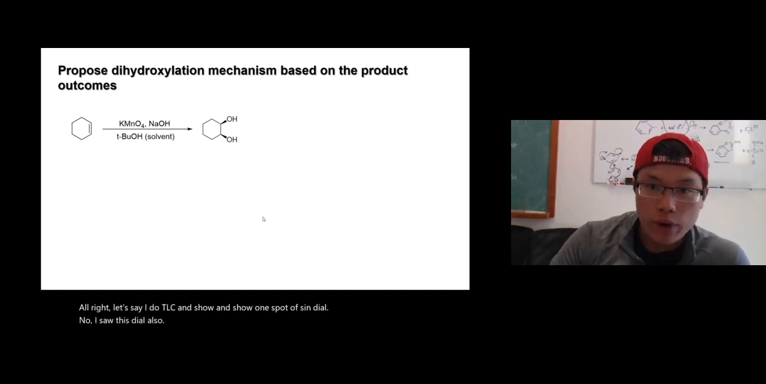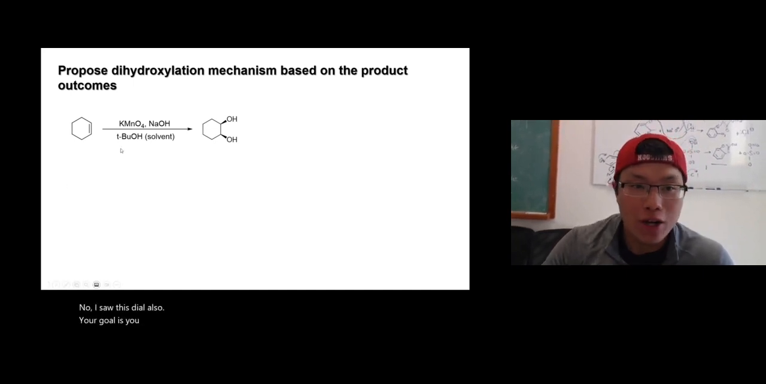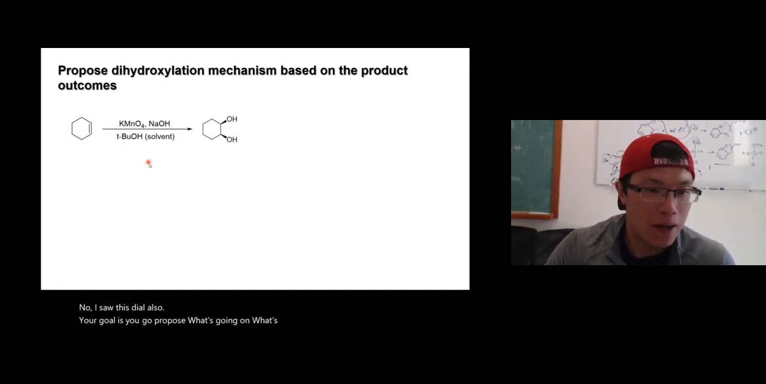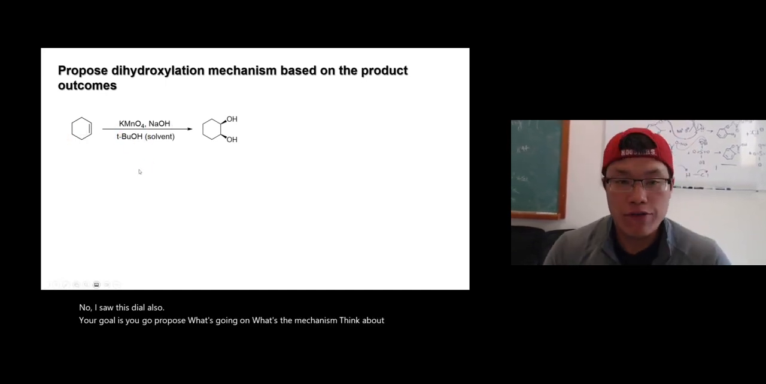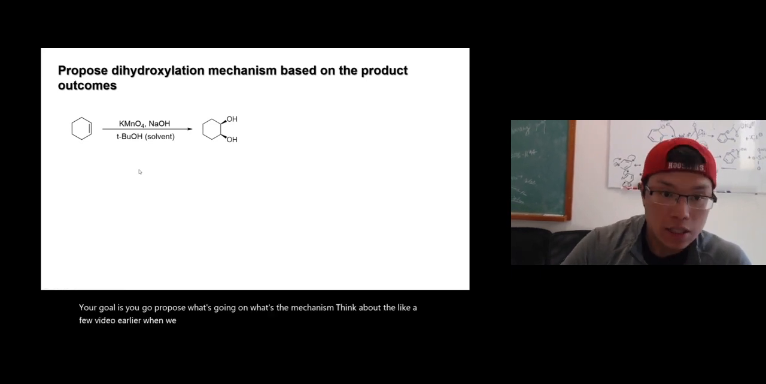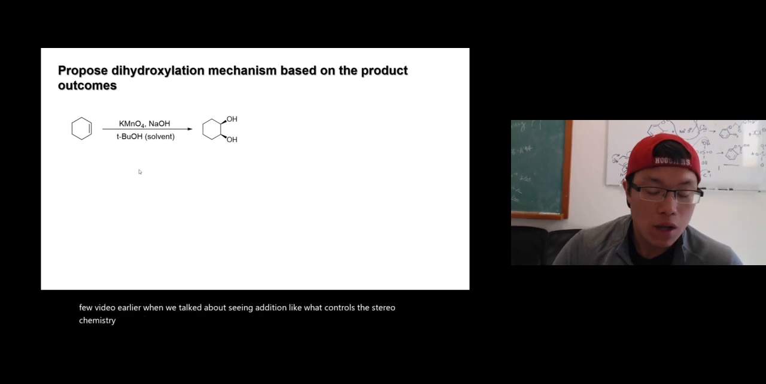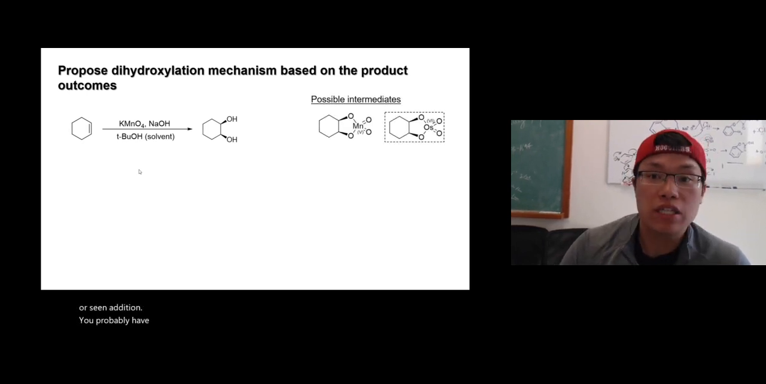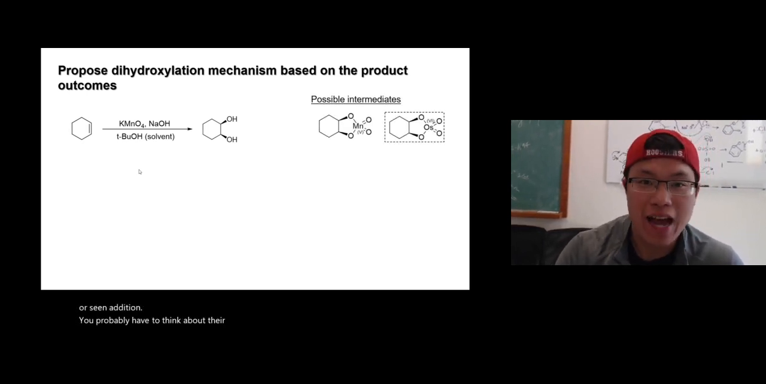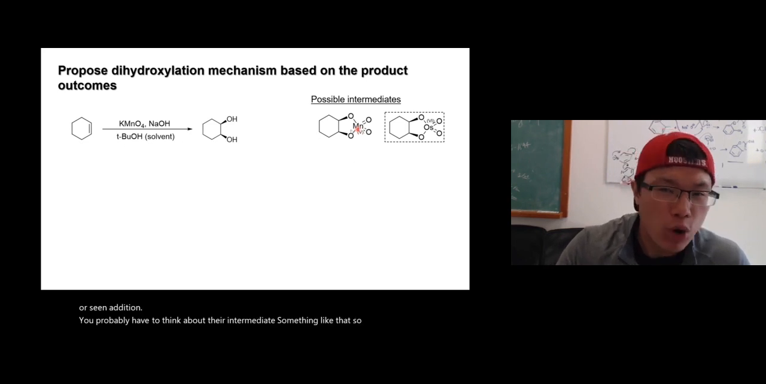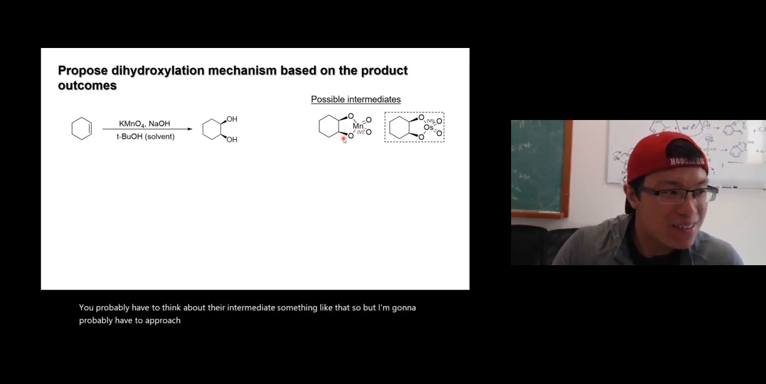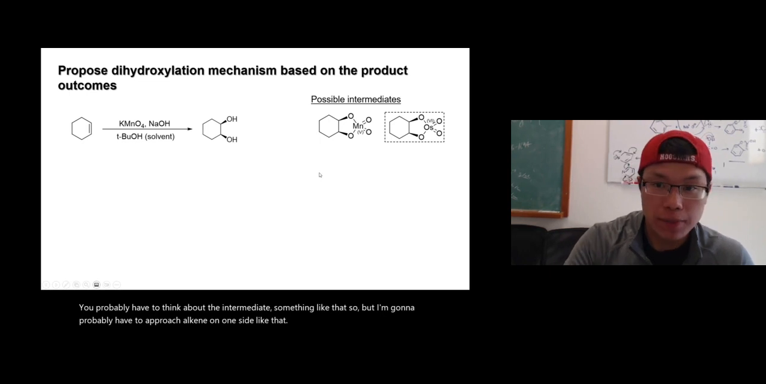So your goal is to propose what's going on, what's the mechanism. Think about a few videos earlier when we talked about syn addition. What controls the stereochemistry of syn addition? Well, you probably have to think about the intermediate. So permanganate probably has to approach the alkene on one side like that, right? You have to come up with the intermediate.